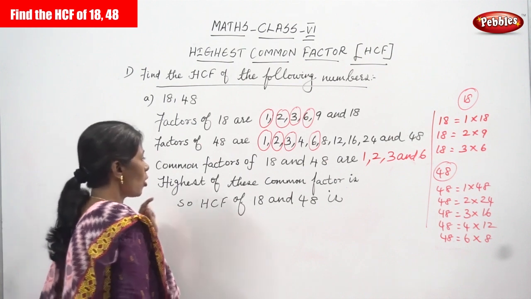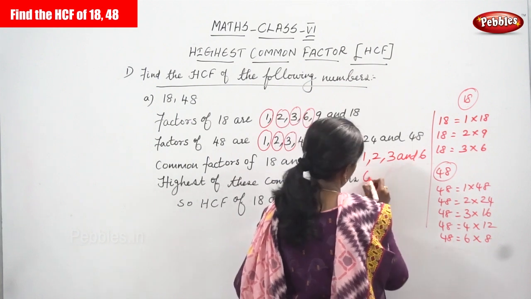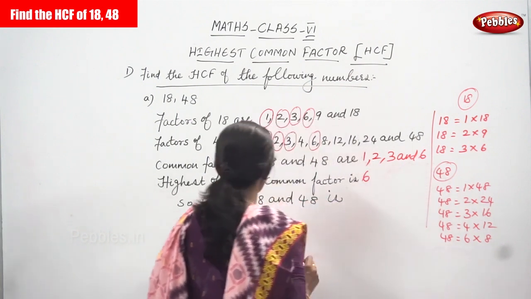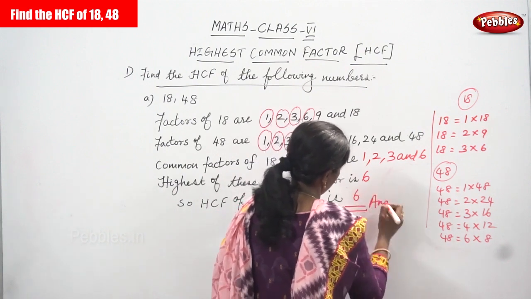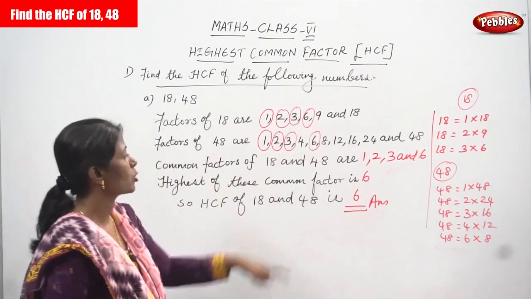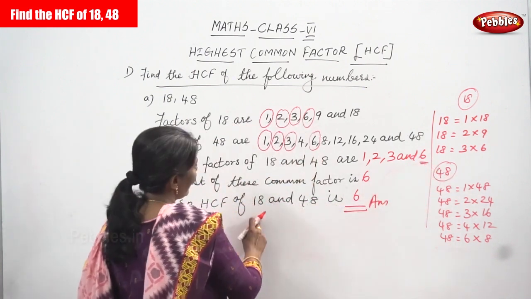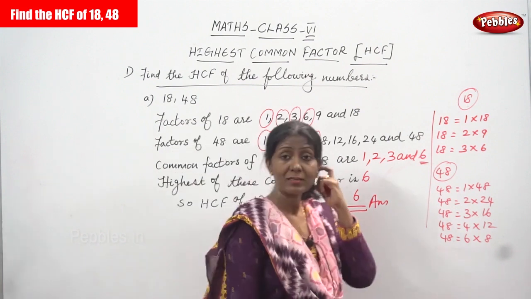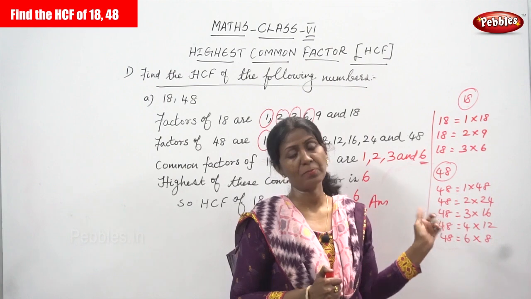The highest of these common factors is nothing but here 6. So HCF of 18 and 48 is 6. 6 is the answer. That is, the highest of these common factors is 6. So HCF of 18 and 48 is 6, the right answer for the question. I think you understand the sum very clearly.